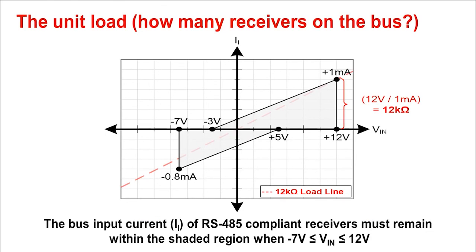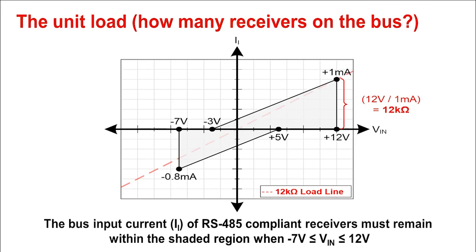TIA/EIA 485A specifies that a compliant RS-485 driver must be able to drive a 1.8 volt differential output voltage across a common mode range of -7 volts to +12 volts with an equivalent load of 32 1-unit load receivers. 1 unit load is equivalent to an input leakage current of 1 milliamp at 12 volts or 12 kiloohms.